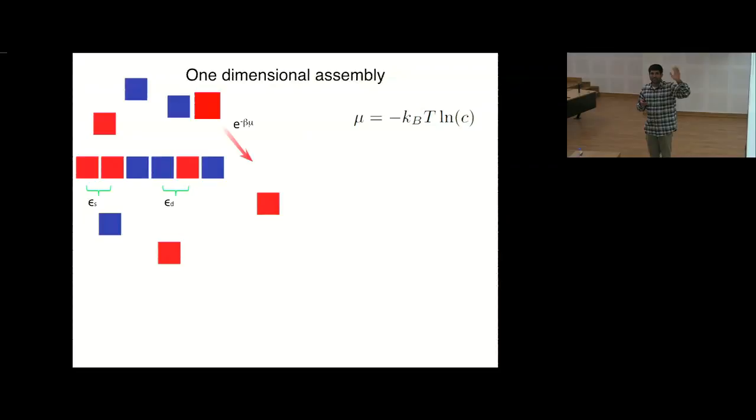So I add blocks to this assembly with this kinetic rate, and I remove blocks from this assembly at a rate that's proportional to the energy of interaction. So if I want to remove this blue block, the rate at which I remove it is going to be proportional to the exponential of minus beta times epsilon d, because that's the cost I need to pay in order to break a bond.